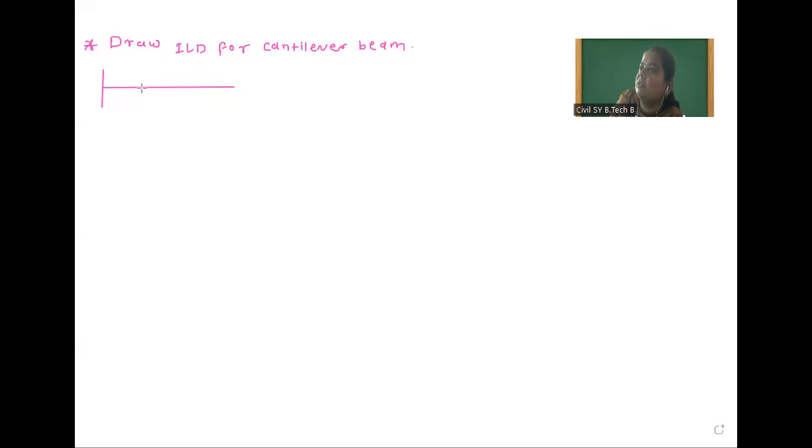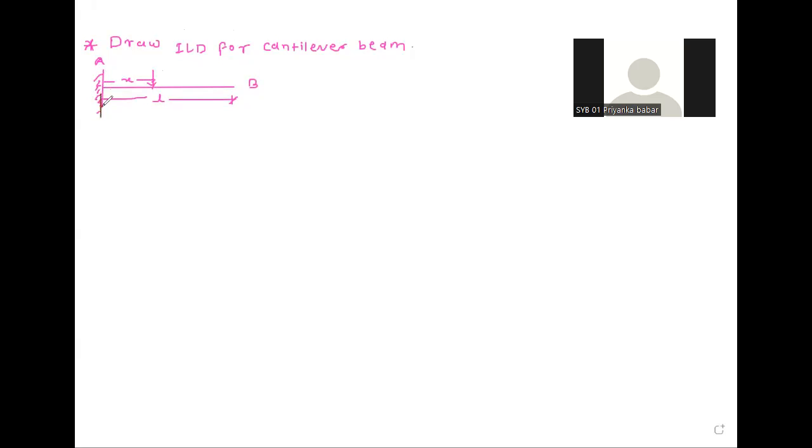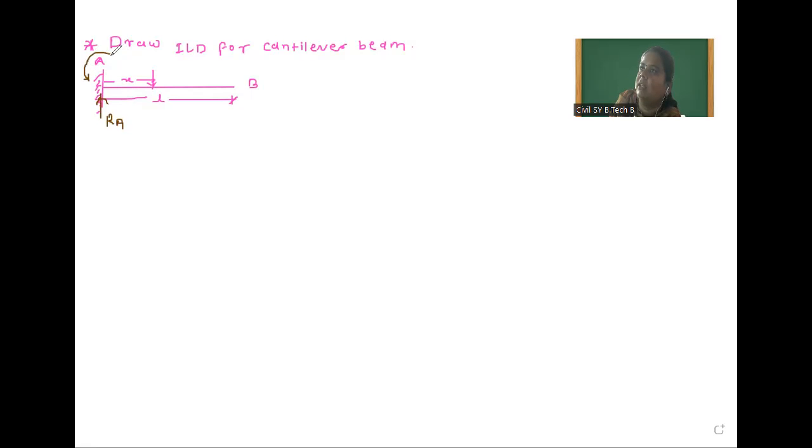Okay, so a cantilever beam means one end is fixed and the other end is free. Here one unit load is applied at a distance of x meter and the total span of this beam is L meter. Suppose this is the A end and this is the B end. Now if a fixed end is provided, a total of 3 reactions will be generated at the fixed support. One is the vertical reaction, which we call RA. There is also a horizontal reaction, but since no horizontal or inclined force is present, we eliminate it. What remains is the moment, which we call MA.